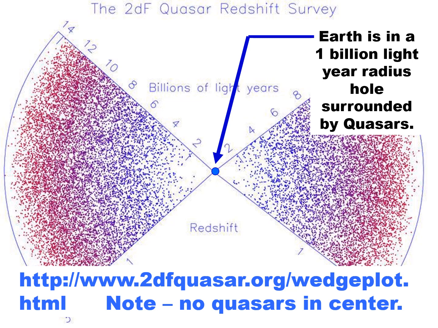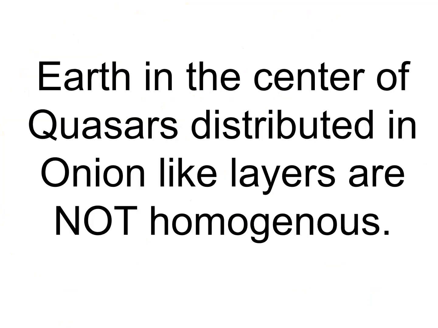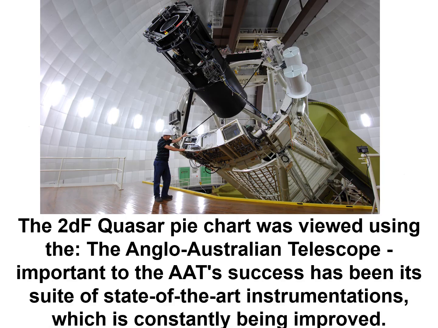This second picture graph comes from Australia, called the 2dF Quasar Redshift Survey, showing Earth, very slow Earth, again as part of the Milky Way galaxy, in the center of quasars, uniformly distributed again like onion layers in opposite directions, above and below the stars in our Milky Way galaxy. Here we find Earth and the Milky Way galaxy in the center of quasars, distributed in onion-like layers, which cannot be considered homogeneous. This 2dF quasar pie chart was viewed using the Anglo-Australian Telescope.